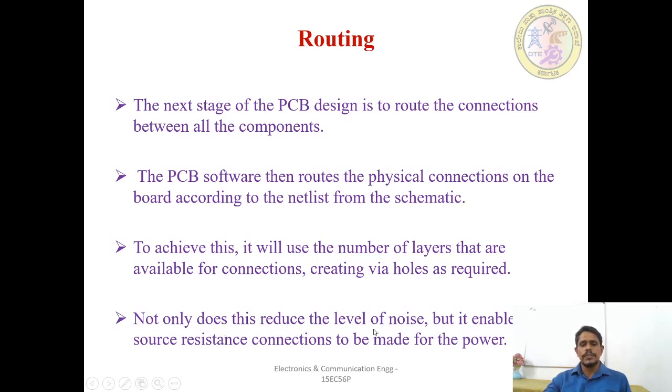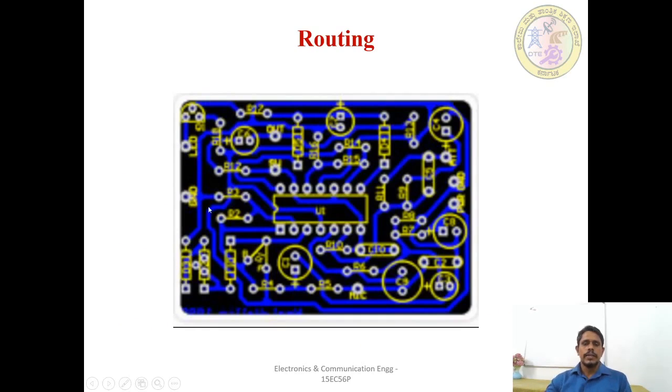Not only does this reduce the level of noise, but it enables low source resistance connections to be made for the power. When you increase the number of layers by providing ground and power planes, it provides low source resistance connections for the power, and voltage drop will not happen. And if it is 5 volt, exactly 5 volt will reach the destination. Routing: this is a proper kind of routing employed for the single layer board.